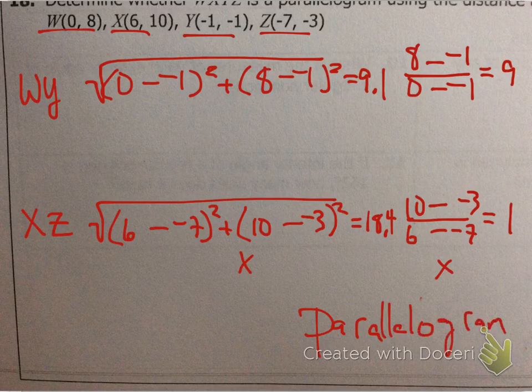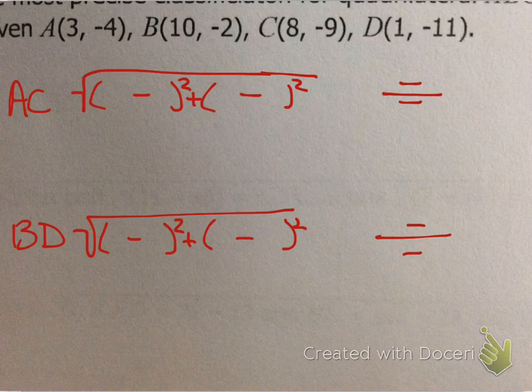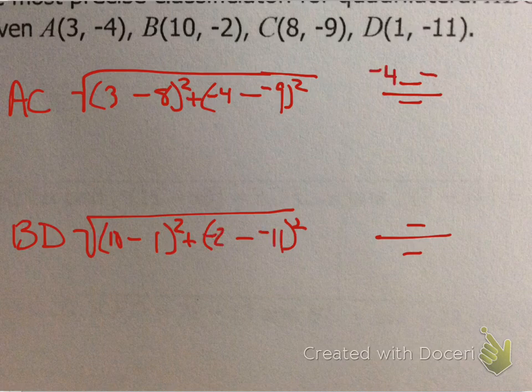Okay. So let's look at 28 so you can see how that compares. Same setup. Notice AC, first and third, second and fourth. Okay, x's, 3 and 8. Y's, -4 and -9. X's, 10 and 1. And then -2, -11. And then again, notice how these get recopied over here with the y's on top, the x's on the bottom, y's on top, x's on the bottom.